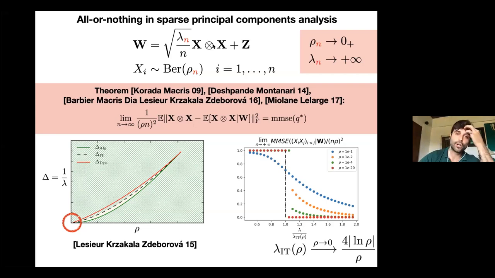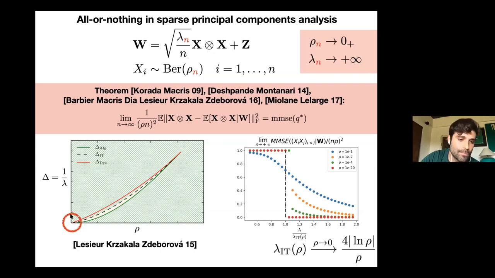But before analyzing this quite complicated model, what we did is first to take the known results in the literature, as they did for compressive sensing, to plot the minimum mean square error for the spike, that is this rank one matrix, and therefore to see what happens when we let the sparsity of this vector x, or equivalently the sparsity of this rank one matrix, this spike, increase, so that it's made of more and more zeros.